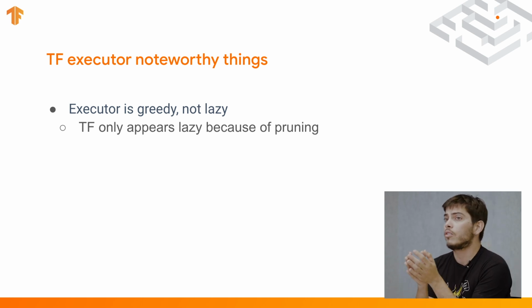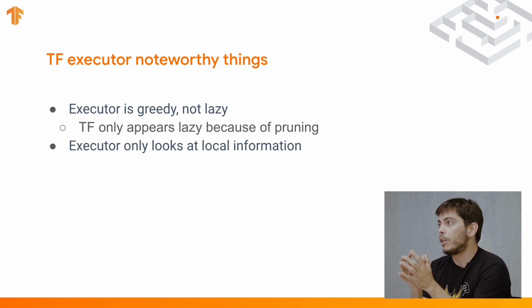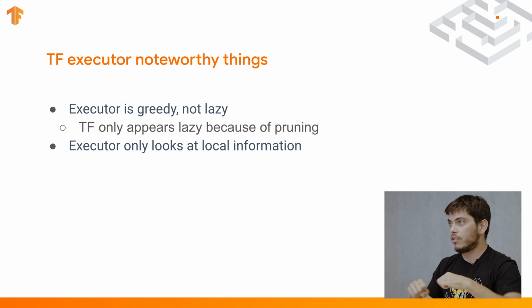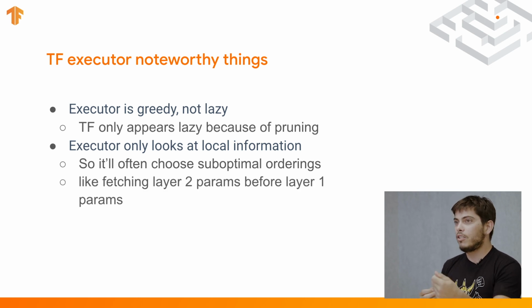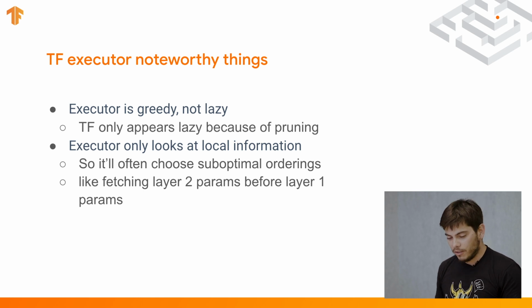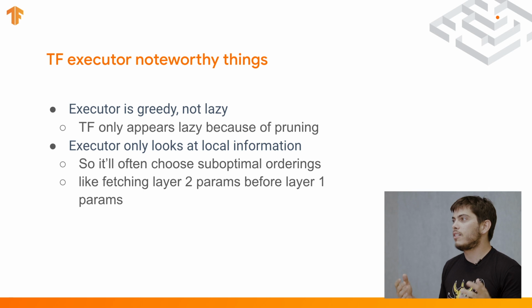Another thing is that this executor only looks at very local information. The only bit it has for each node is whether it's ready or not. So often, there's nothing preventing it from choosing very suboptimal orderings of things to do. Like if you need to fetch a lot of tensors from a parameter server, the executor is just as likely to fetch the first layer's tensor as it is likely to fetch the last layer's tensor, because none of these things have any dependencies on them. And it can be quite tricky to teach TensorFlow to actually choose the optimal orderings of things to execute.